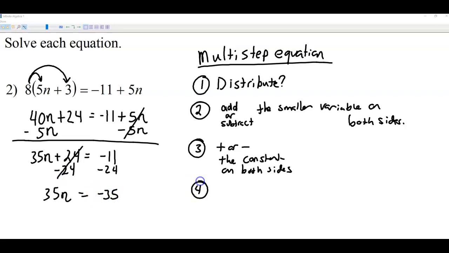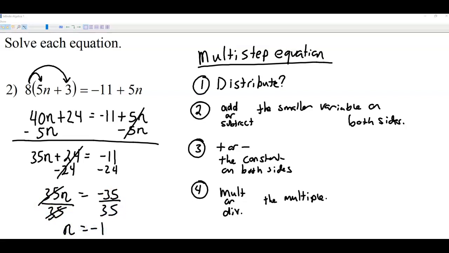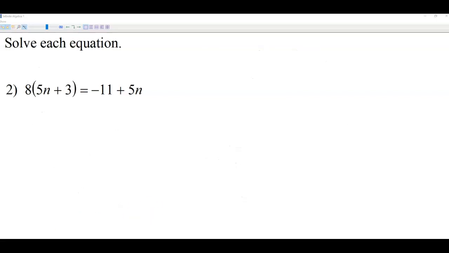And then after that, you're either going to multiply or divide the multiple. What do I mean by the multiple? That's the number in front of the letter that is multiplying it. So the number in front of the n here is 35. So I'm going to do the opposite of what it's doing to the n. Right now it's multiplying the n, so I do the opposite, which is division. I'm going to divide both sides by 35. And I end up getting negative 1. Once you have the n by itself, you're all done. Okay? So there you have it.